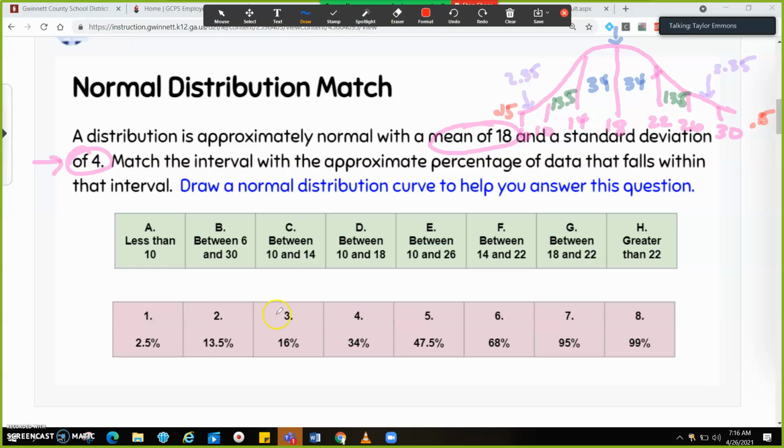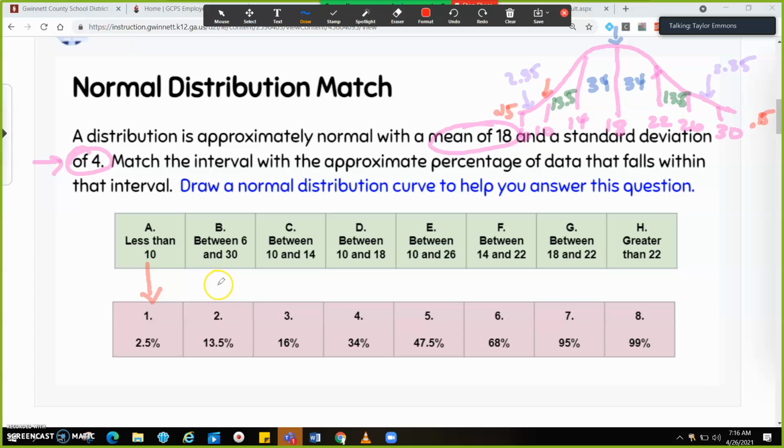So now we're going to actually look at this part. Less than 10. So we're going to start at 10 and go to the left. We're going to take 2.35 plus 0.15 to figure out the total percentage. So 2.35 plus 0.15 is going to give us 2.5.